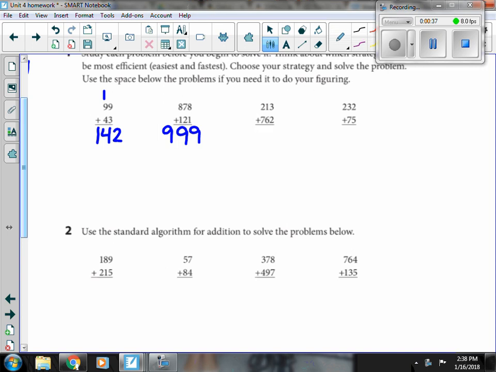The next one, 3 plus 2 is 5. 1 plus 6 is 7. 2 plus 7 is 9. And on my last one, 2 plus 5 is 7. 7 plus 3 is 10. Carry my 1. 1 plus 2 is 3.